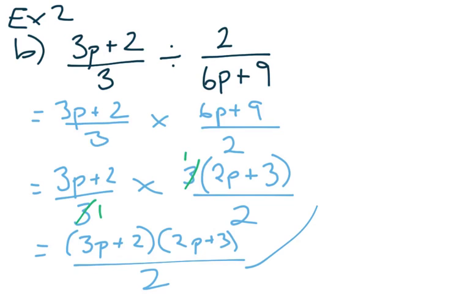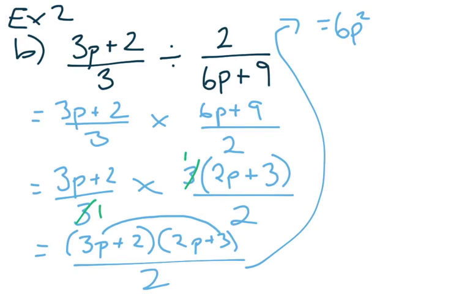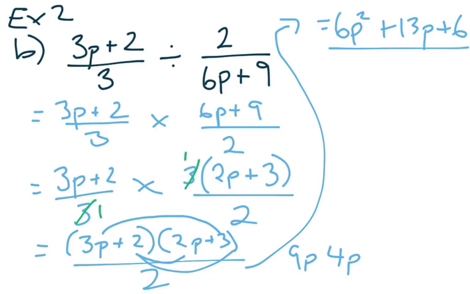And again, I use FOIL to expand it, so I end up with 6p squared. And then what I'm going to do is just collect the middle. So I do 3p times 3, which is 9p. I'm just going to write that there for you. And then 2 times 2p, which is 4p. And then we add those together, so we get 13p. And then last is 2 times 3, so it's going to be plus 6 on the end, all over 2. And that's our final answer.